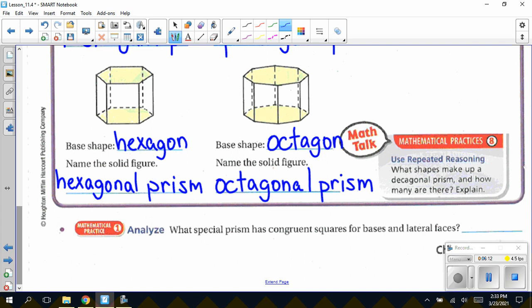So down at the bullet point, it says, what special prism has congruent squares for bases and lateral faces? So that means every side of our prism is a square. And if you have every side that is a square for your bases plus your lateral faces, that means you are working with a cube.